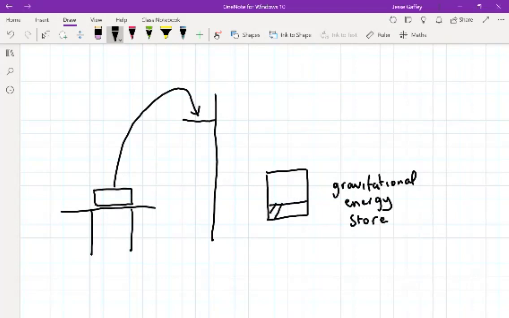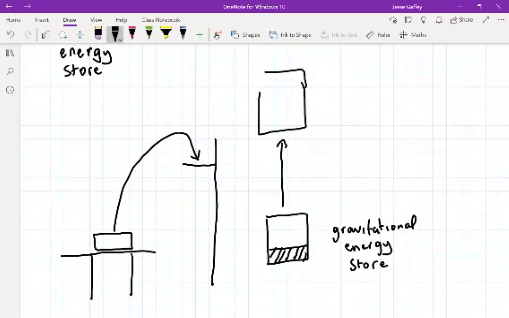Now again, it's not empty because the book is on the table. It's been lifted off the ground already to be put on the table, so it's got some energy in its gravitational energy store. When we lifted it up, we had to add more energy to the gravitational energy store. So the book now has more energy.